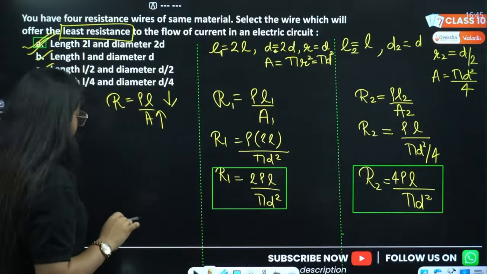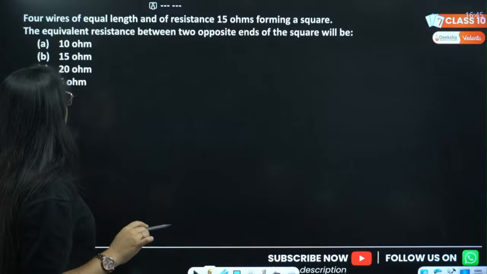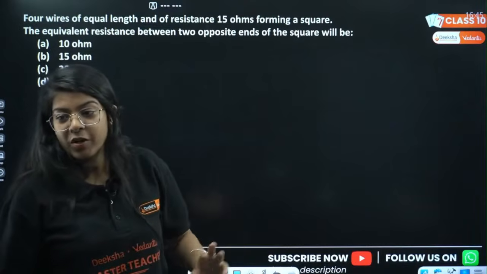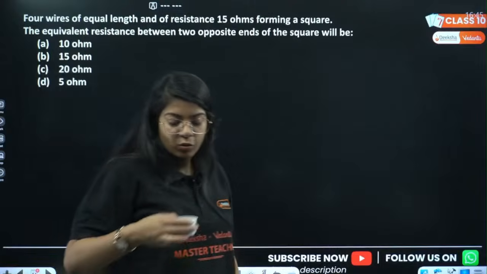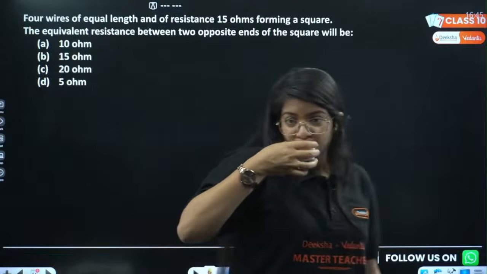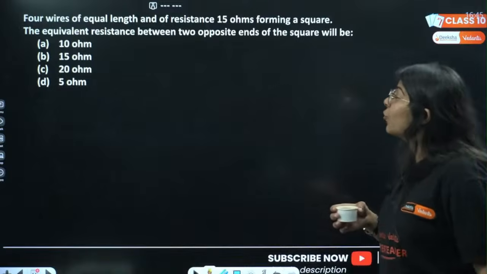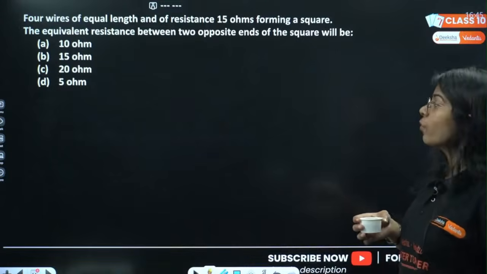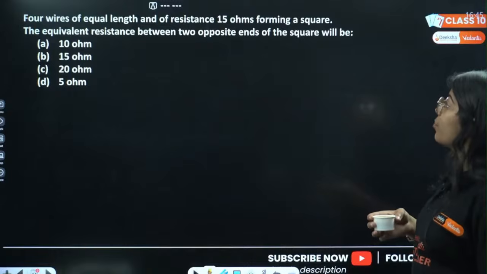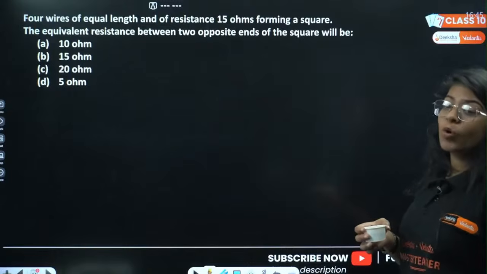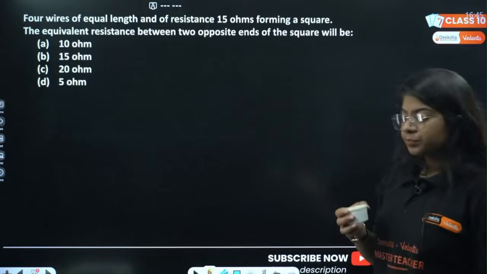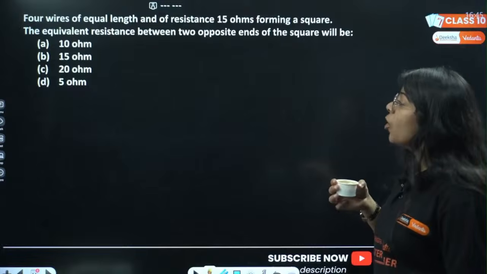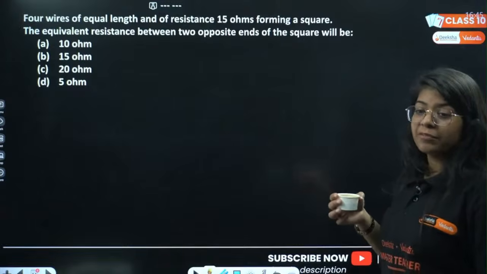Next question. 4 wires of equal length. Solve this question. This is an easy question. 4 wires of equal length and resistance 15 ohms, forming a square. The equivalent resistance between two opposite ends of the square will be what? 10 ohm, 15 ohm, 20 ohm, 5 ohm.